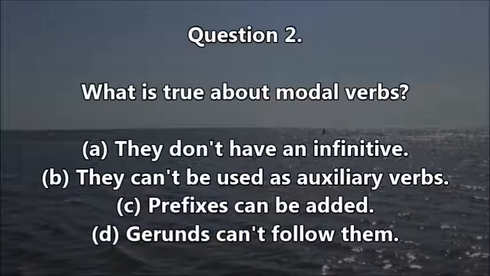What is true about modal verbs? A. They don't have an infinitive. B. They can't be used as auxiliary verbs. C. Prefixes can be added. D. Gerunds can't follow them. There is only one thing there that is true about modal verbs. 3 of these statements there are false.